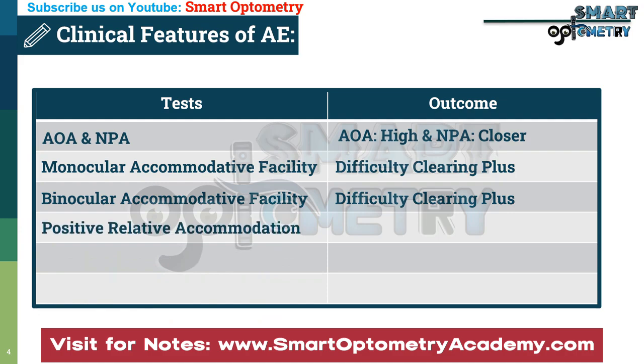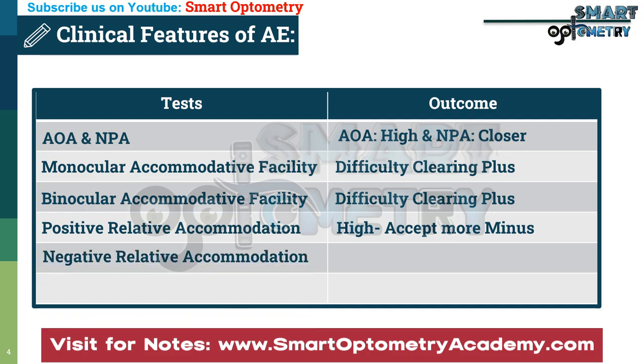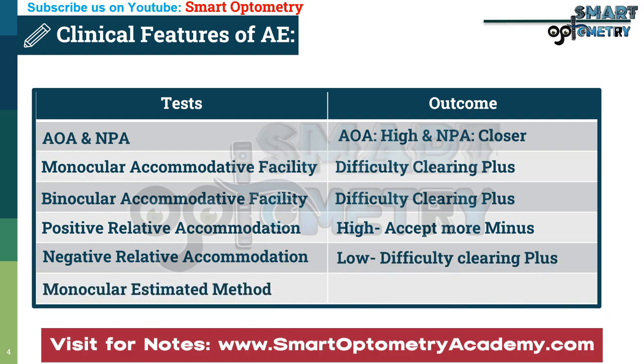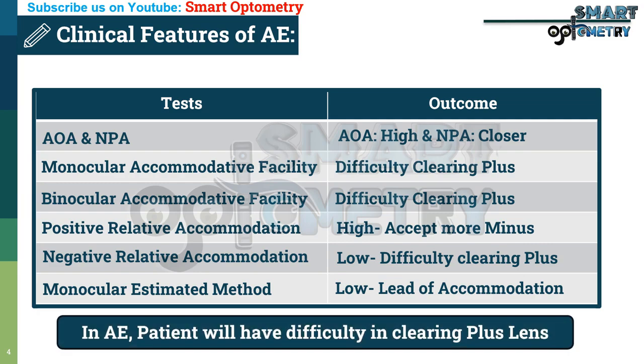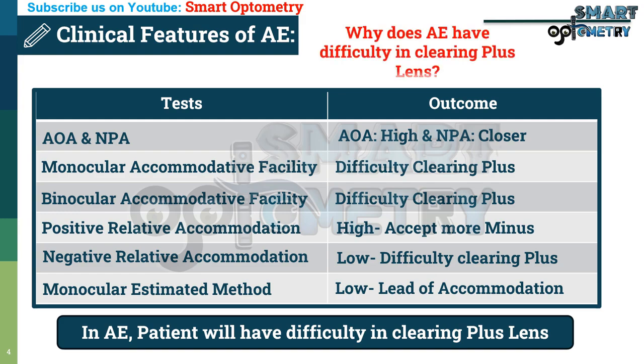4. Positive relative accommodation: the patient will accept more minus, so it will be high. 5. Negative relative accommodation: the patient will face difficulty in clearing plus lens, so it will be low. 6. Monocular estimated method: there will be a lead of accommodation, or low MEM value. Remember, in accommodation excess the patient will have difficulty in clearing plus lens. Now you might be thinking, why does accommodative excess have difficulty in clearing plus lens? Let's see in the next slide.